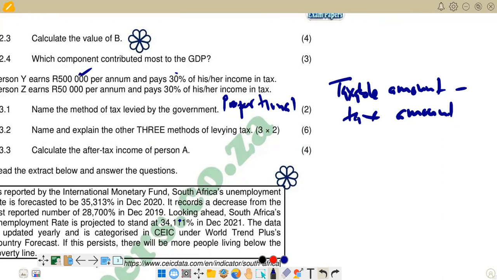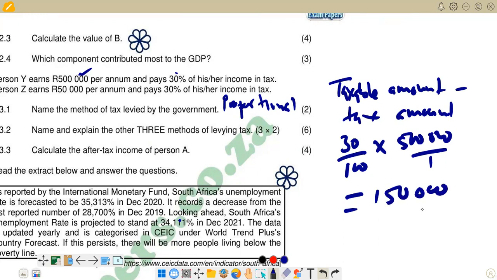And the tax amount we can now calculate because we are only given a rate. So our rate is 30%, which is 30 over 100. To calculate our tax amount, we multiply by 500,000. So 30 over 100 is basically 0.3, and then you multiply by 500,000, you are going to get 150,000. So this is our tax amount.